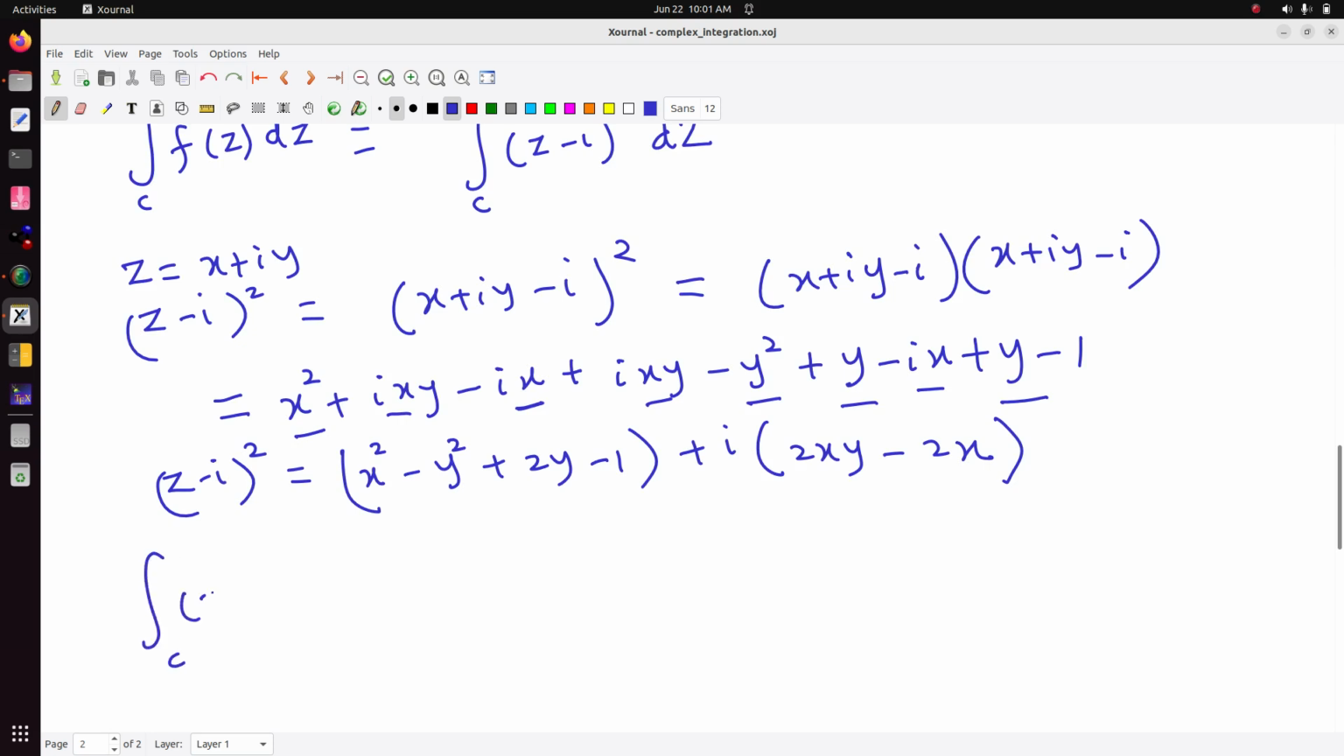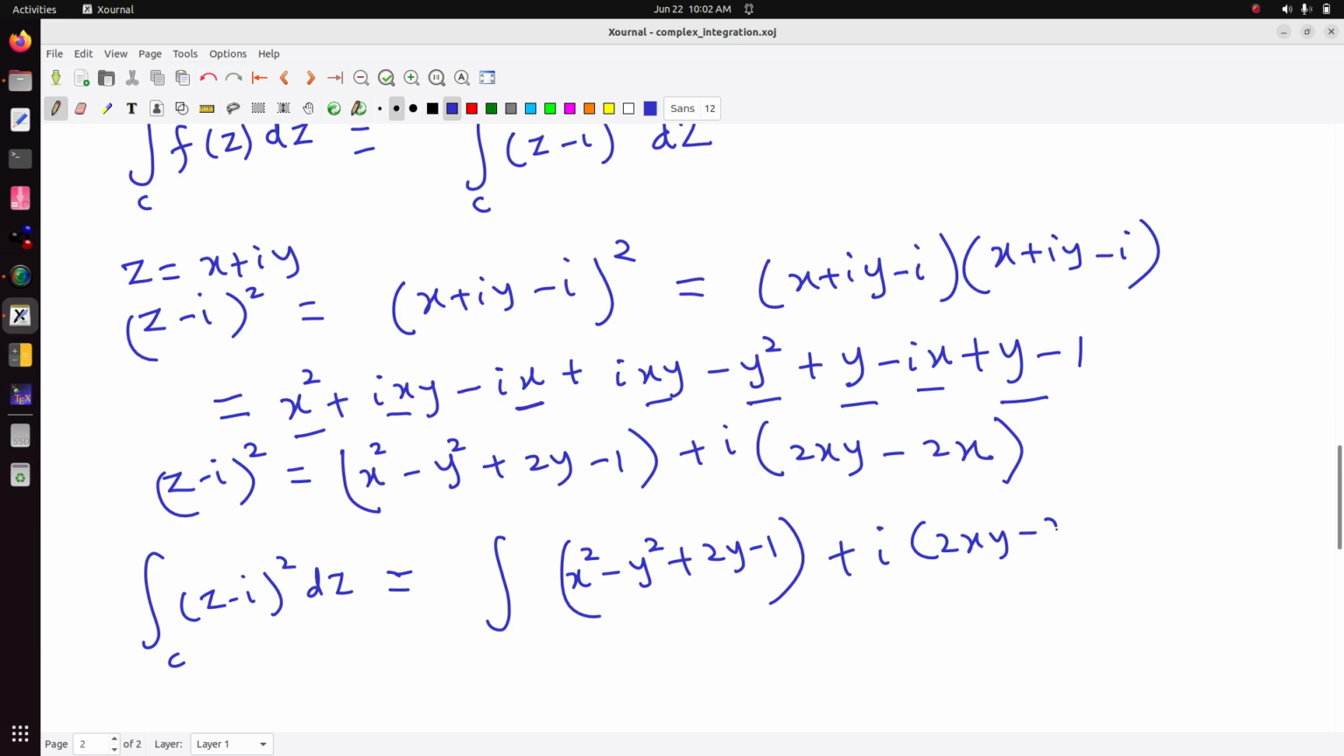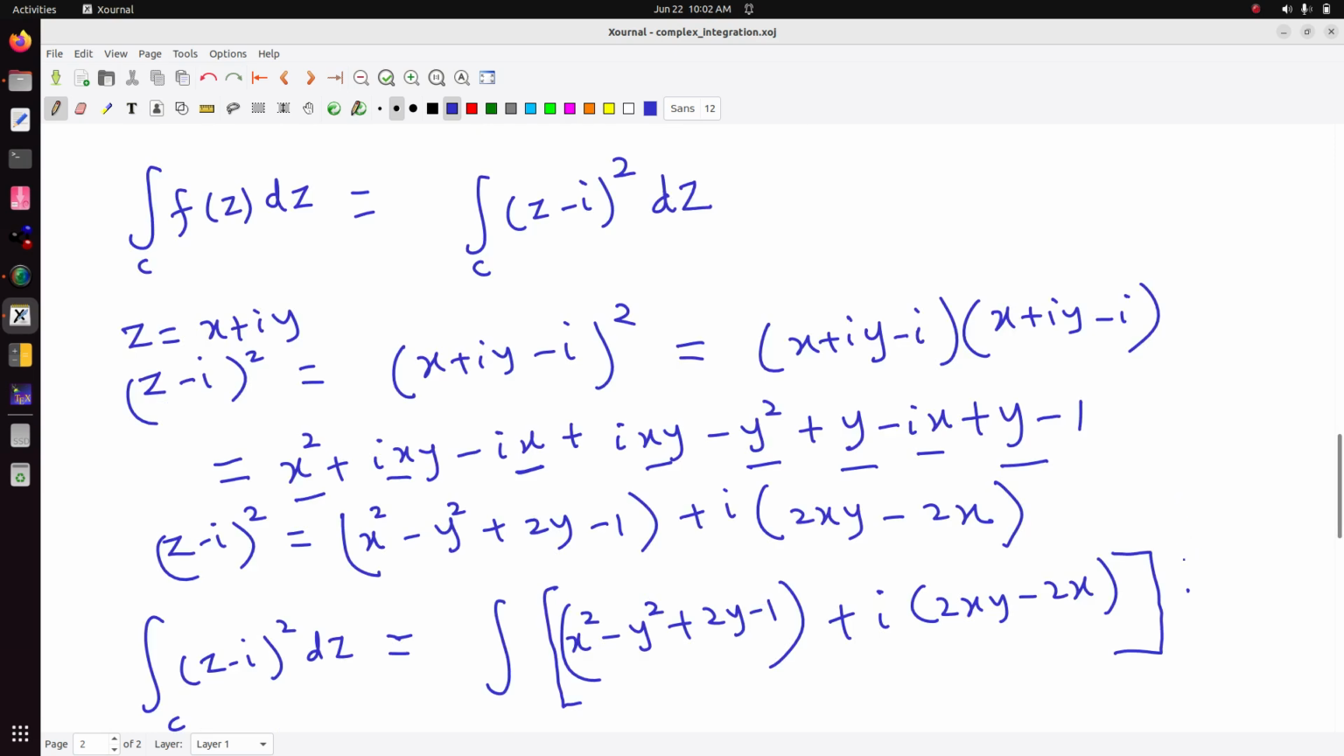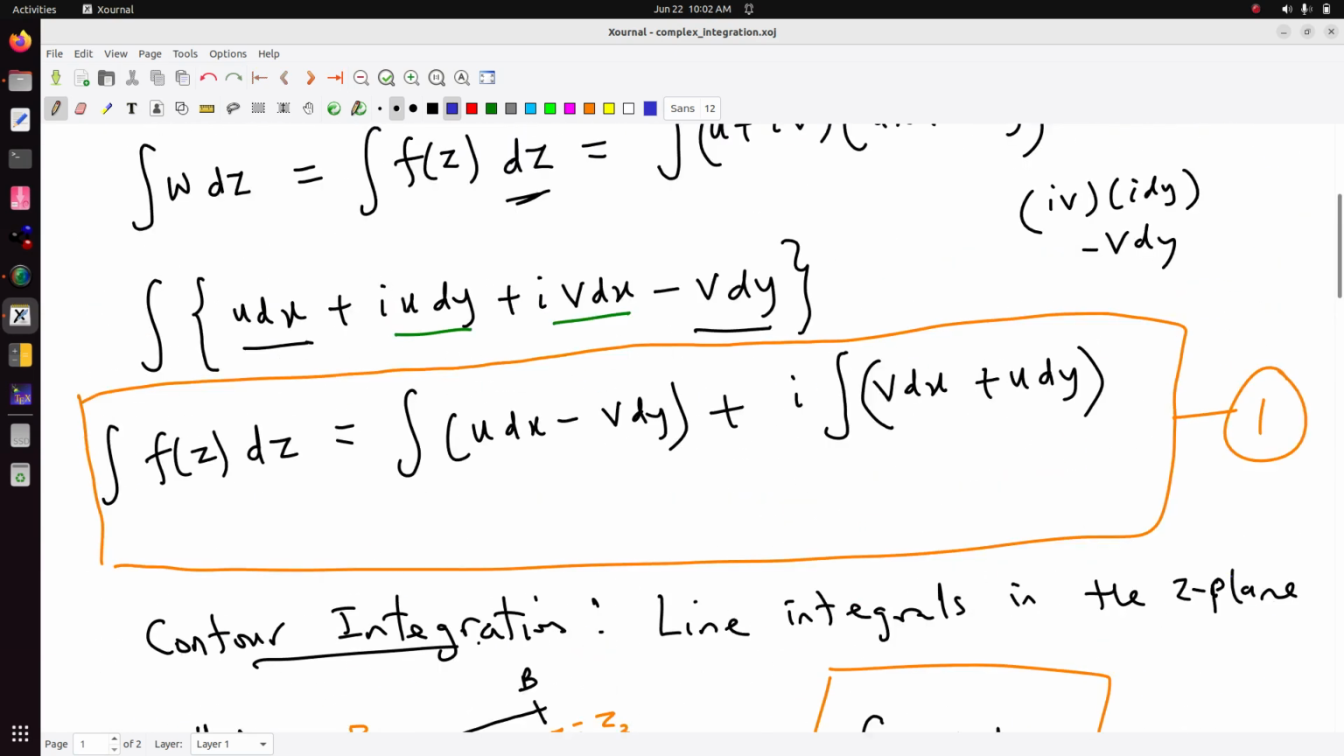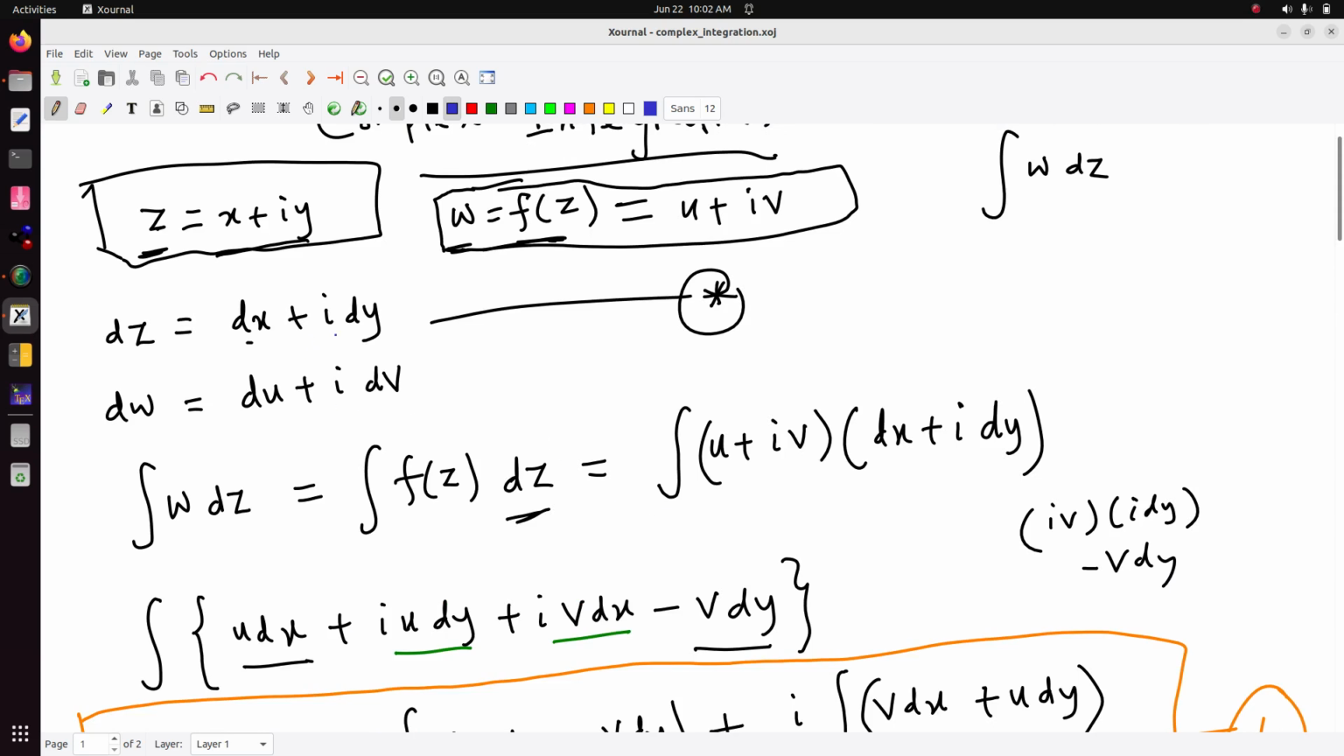So the integral of (z minus i) squared dz can be written as the integral of x squared minus y squared plus 2y minus 1, then plus i times (2xy minus 2x), over the complex plane dz. Let me write dz. dz is dx plus i dy.